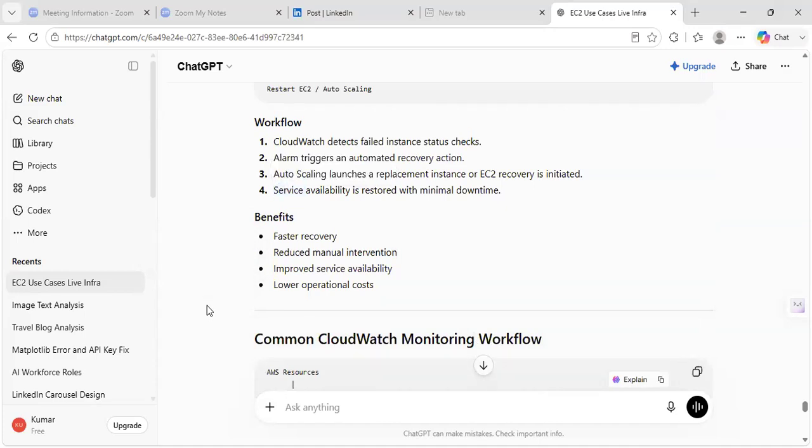So what is the benefit of having this CloudWatch? It shows faster recovery. It shows the action to the auto scaling. Auto scale triggers the launching process. Then improved service availability. There is no shutdown of the site, no unavailability of the site.